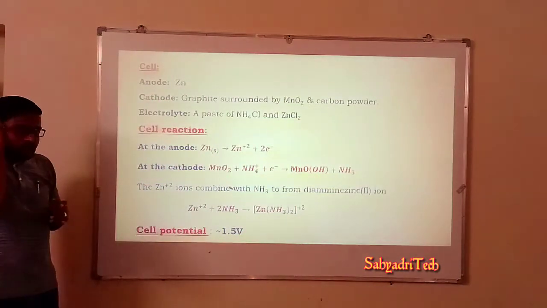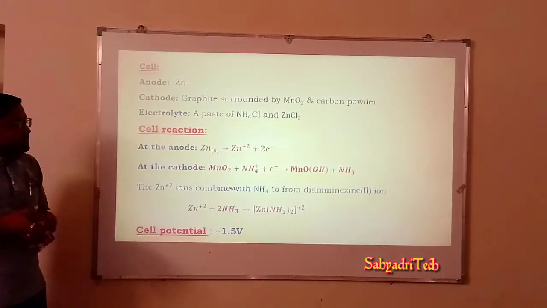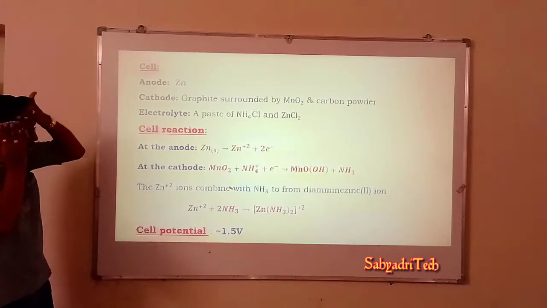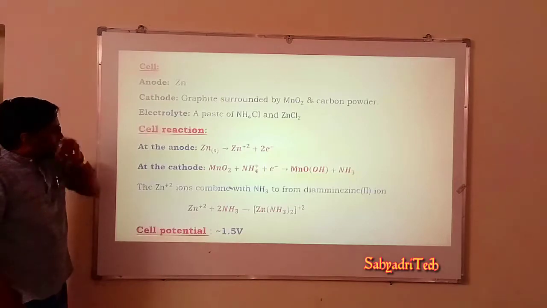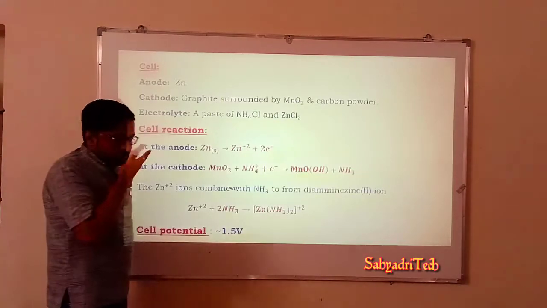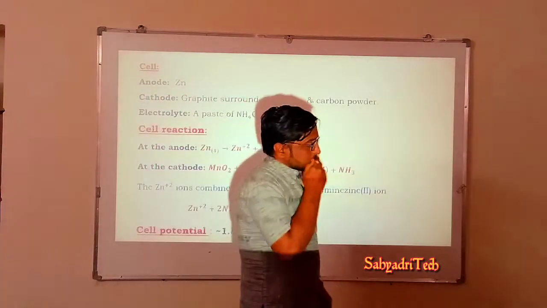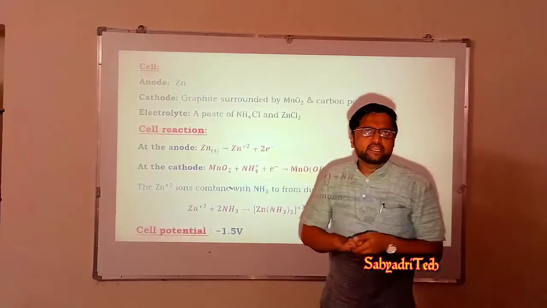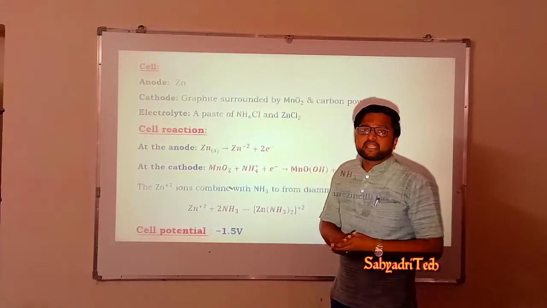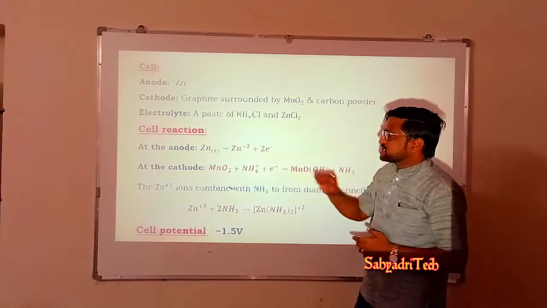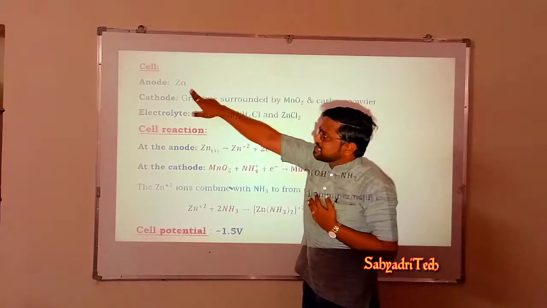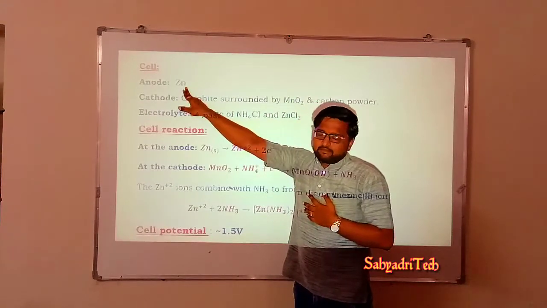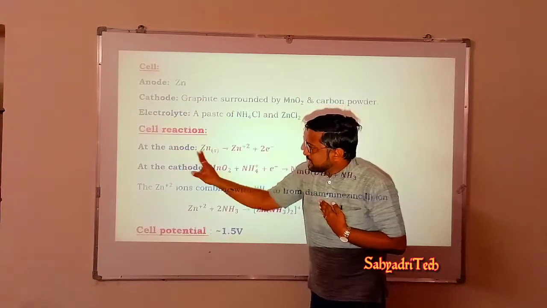Okay, and what is the electrolyte here? A paste of ammonium chloride and zinc chloride, which act as an electrolyte. Well, basically we know about cell reactions. What happens at the anode? We know that always oxidation takes place at the anode and reduction takes place at the cathode. So accordingly, what is the anode here? Zinc is the anode. So at the anode, what happens?